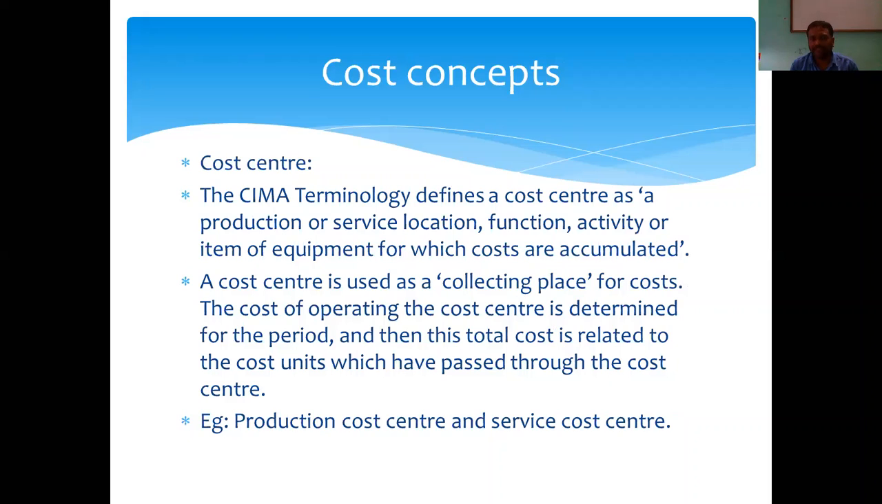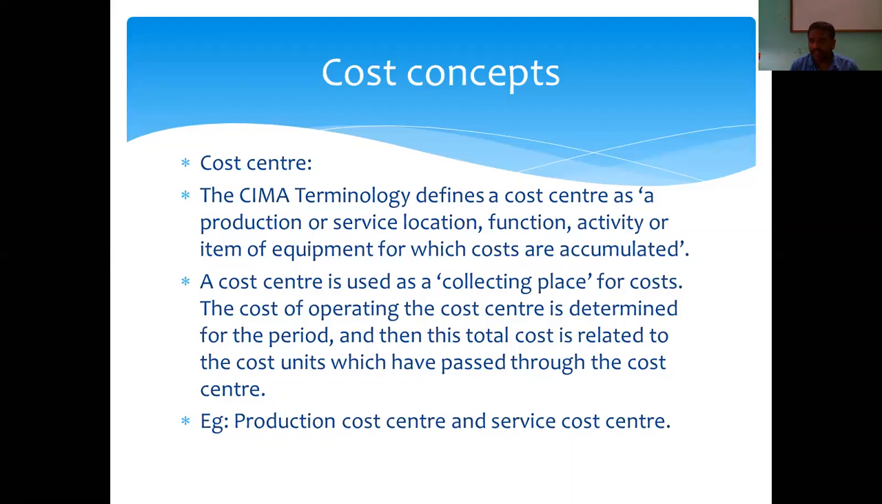The next topic is cost center, the cost concepts under that: cost center and cost unit. Here, the cost center, as the CMA terminology says, is a production or service location, function, activity, or item of equipment for which costs are accumulated. A cost center is simply a place for collecting costs, or operating the cost center. The total cost is related to the cost units which have passed through the cost center. Examples: production cost center and service cost center.